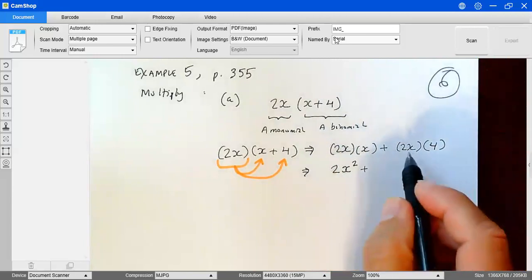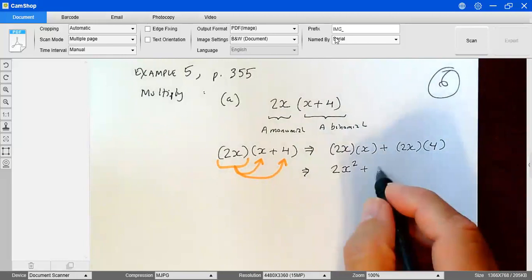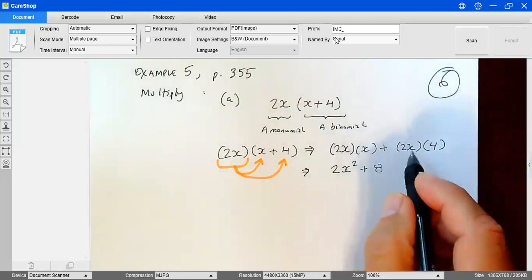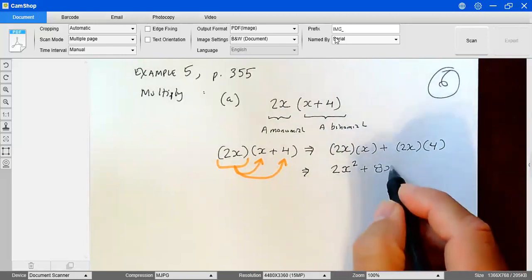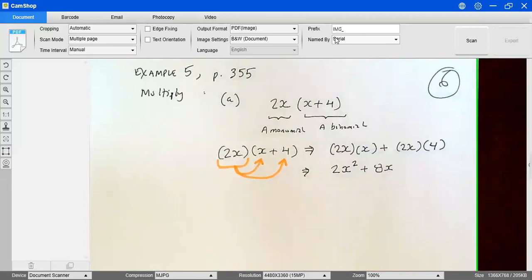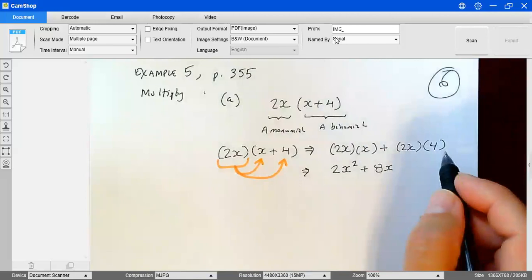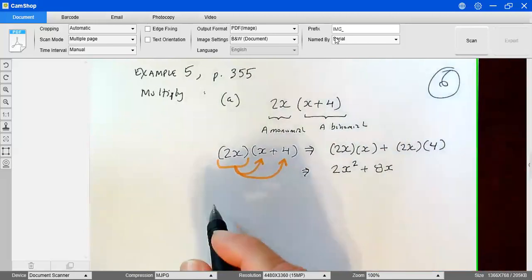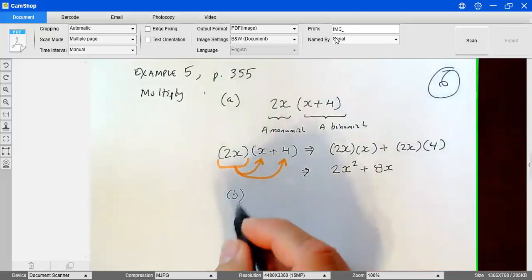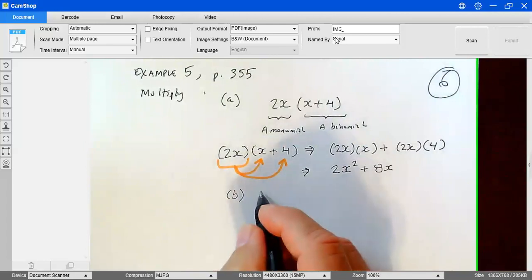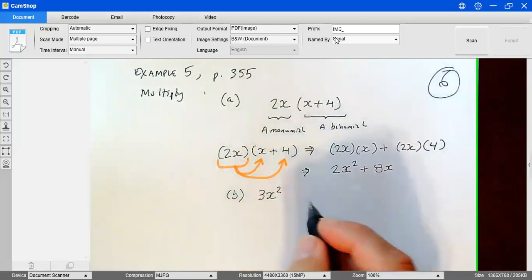Plus coefficients. 2 times 4 is going to be 8. And x is only appearing on the first monomial, so it's just x. That's part A.